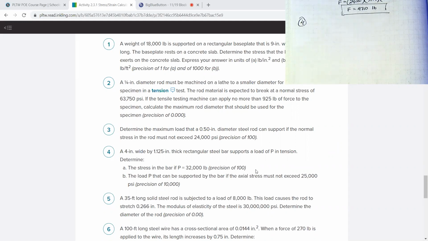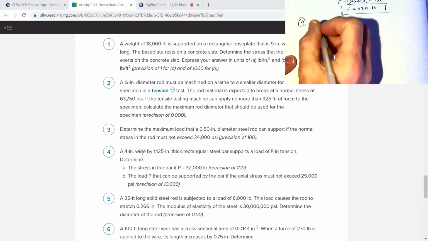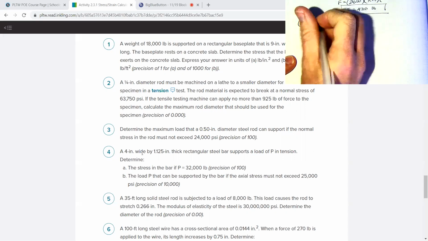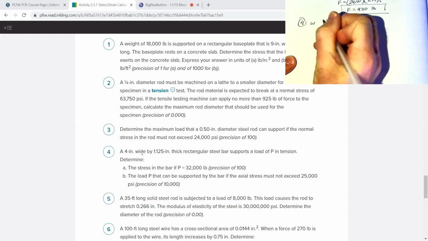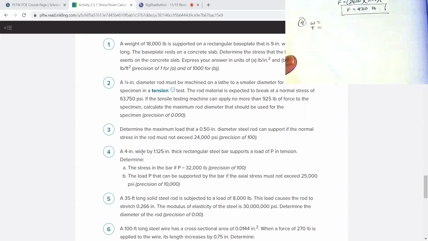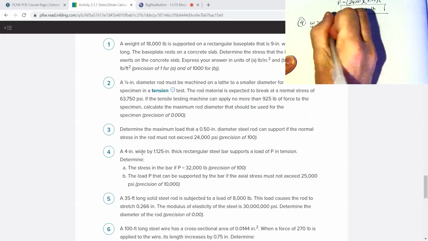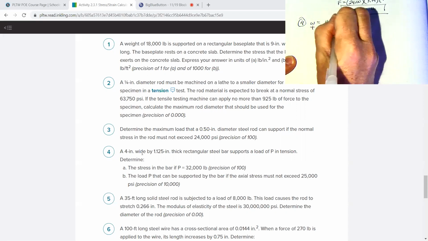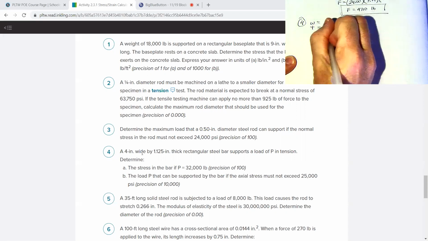Okay, and so number 4, it says a 4-inch wide by a 4-inch wide by 1.125 inch thick. Okay, I'm going to put wide, I don't know what to call it. Wide is a W maybe, and T is a thick. Wide and thick is 4 inches, 4 inches, and 1.125 inches.